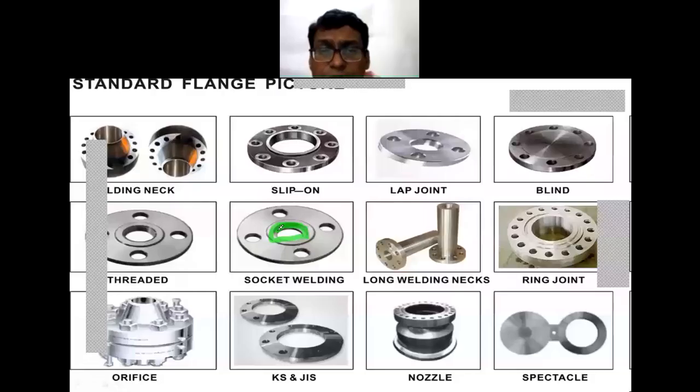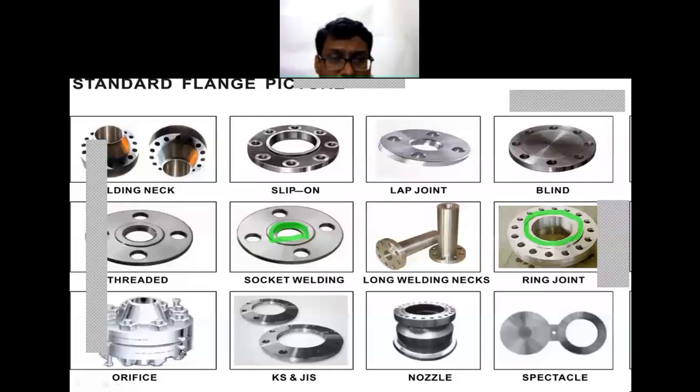So inside this groove, that is why it is the socket welding. Then the long welding neck that will be there. Then the ring joint, this groove that will be provided. This is nothing but the ring joint that will be provided. The next is the orifice flanges.